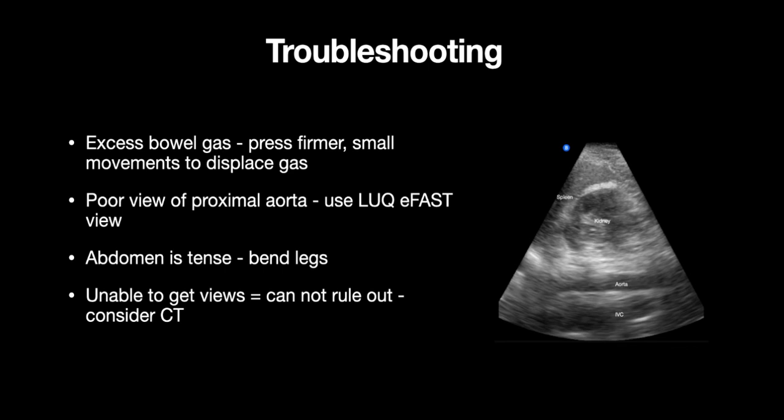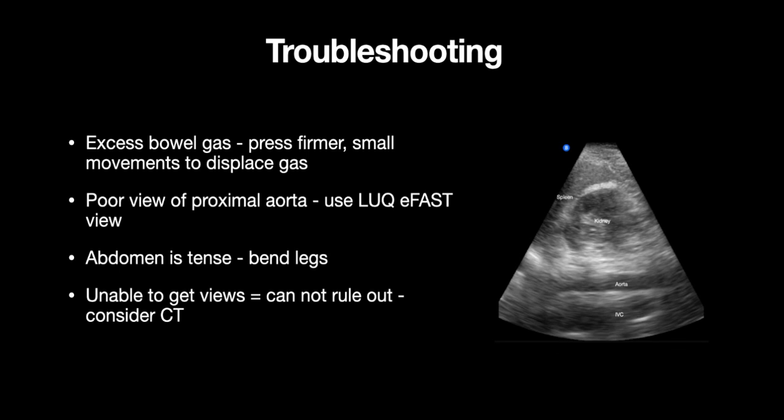Sometimes, rather than just pressing firmer, you can use small movements of the probe, just pressing a tiny bit and a tiny bit more, and gently trying to force any little pockets of air out of the way so your view is a little bit better. If you get a poor view of the proximal aorta, as is quite common, as it descends a bit more posteriorly here, you can use the left upper quadrant EFAST view in order to identify the aorta.